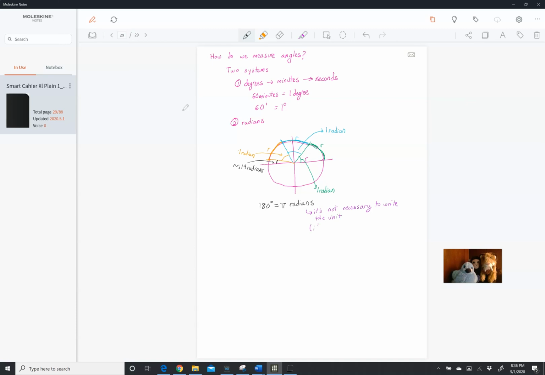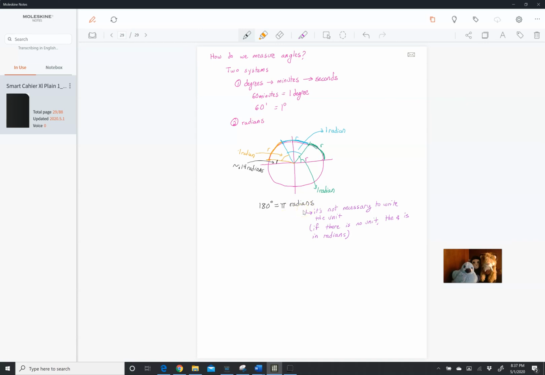In other words, if there is no unit, the angle is in radians. That's what we're saying here. Just like if there is no index in a radical, it's a square root. If there is no exponent of x, it's x to the first power. This is the same type of thing. If there is no unit, it's radians.